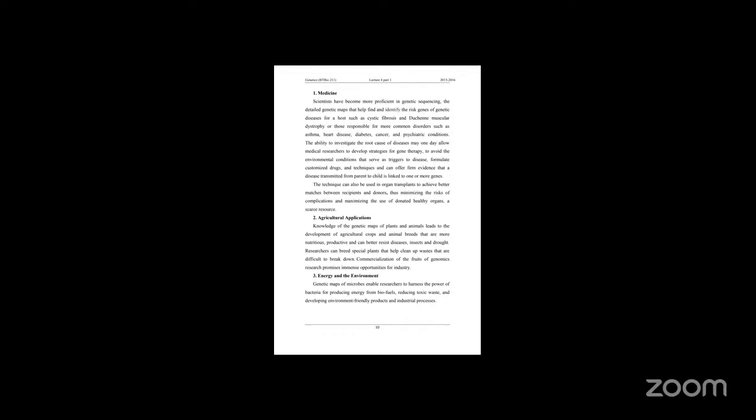Among these three, physical mapping is said to be very beneficial when compared to the two different types of genome mapping or gene mapping. Is it okay? Now the genome mapping or gene mapping has wide applications. It is used in agriculture, in forensic science, in medicine, in energy as well as in the environment.